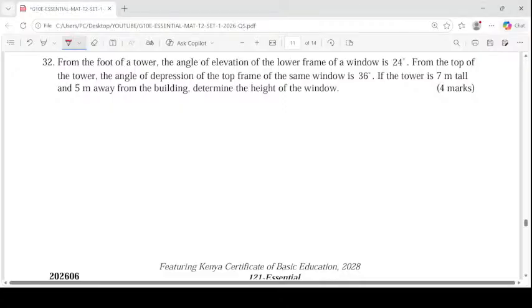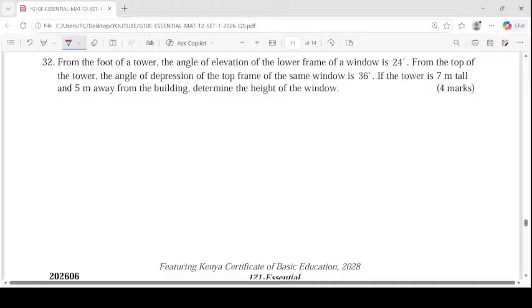From the foot of a tower, the angle of elevation of the lower frame of a window is 24 degrees. From the top of the tower, the angle of depression of the top frame of the same window is 36 degrees. If the tower is 7 meters tall and 5 meters away from the building, determine the height of the window. This question is very interesting, 4 marks.